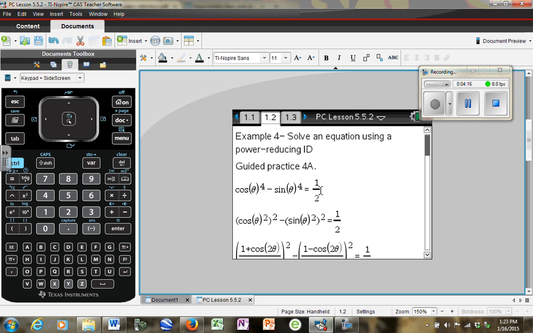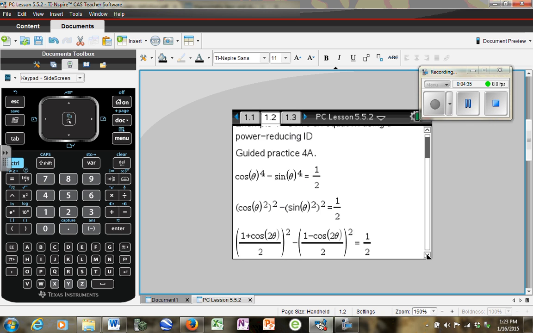How in the world does that equal 1/2? Okay, so step 1 is we reduce this down to something that's more manageable. Something that we have something to replace it with. And that would be cosine squared theta, squared, and sine squared theta, squared. Once we put it in that form, we can just replace.